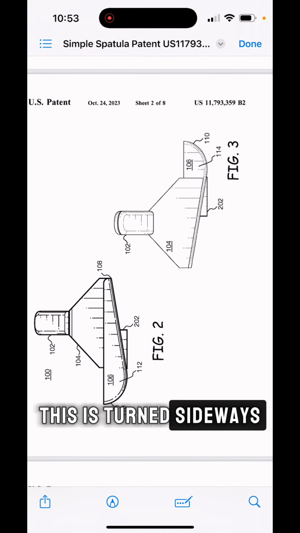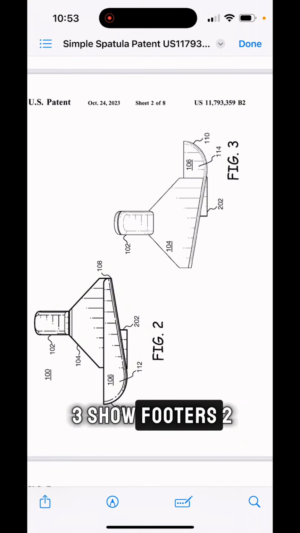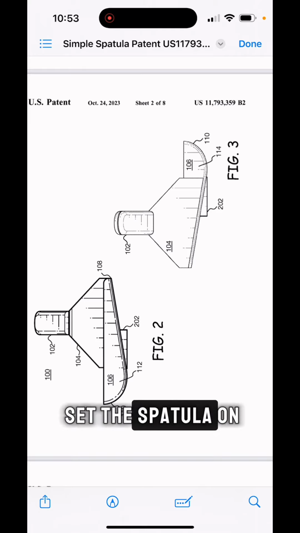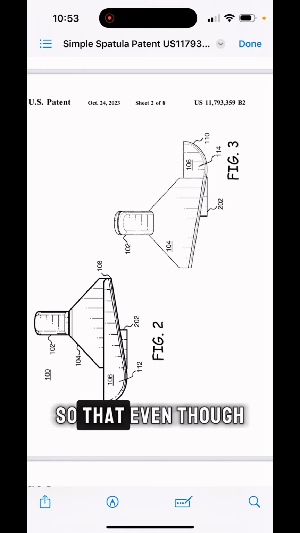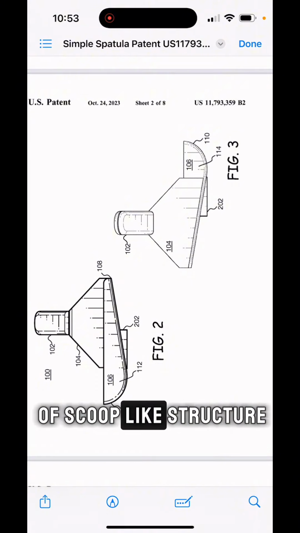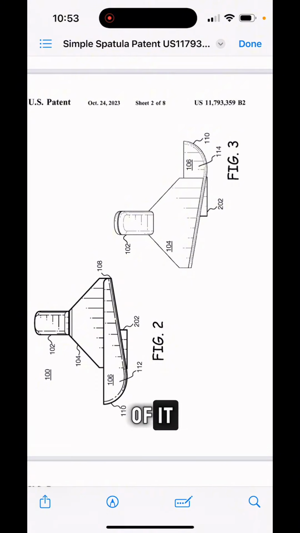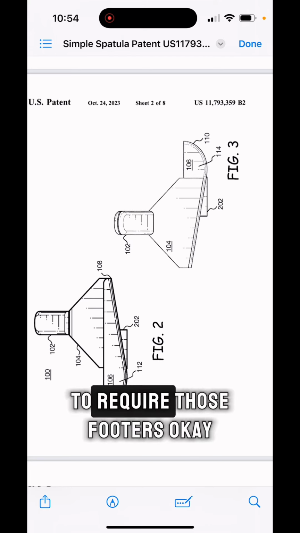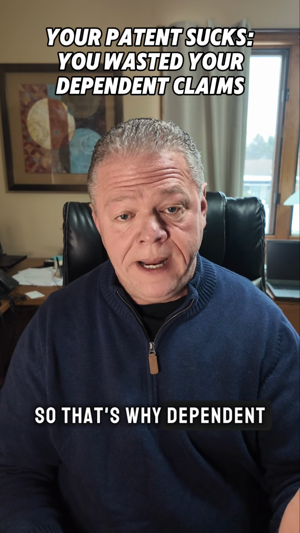This is turned sideways, but figures 2 and 3 show footers 202. What that allows you to do is to set the spatula on a flat surface so that even though it has this sort of scoop-like structure, things won't spill out of it. And so those dependent claims further limit what's in claim 7 to require those footers. Okay, so that's why dependent claims are important.